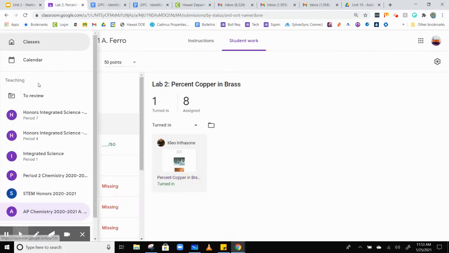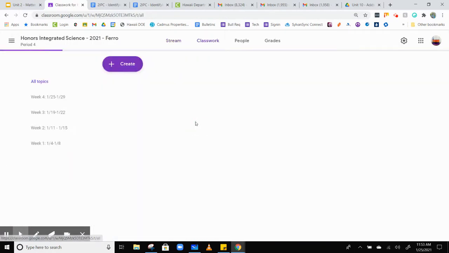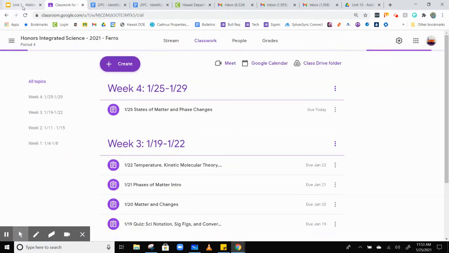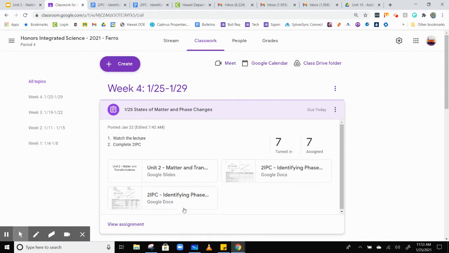So if you look at what we have to do for class today, I'm going to be lecturing on states of matter and phase changes. And then after that lecture, your job is to complete this worksheet. I did include the answers here for you.